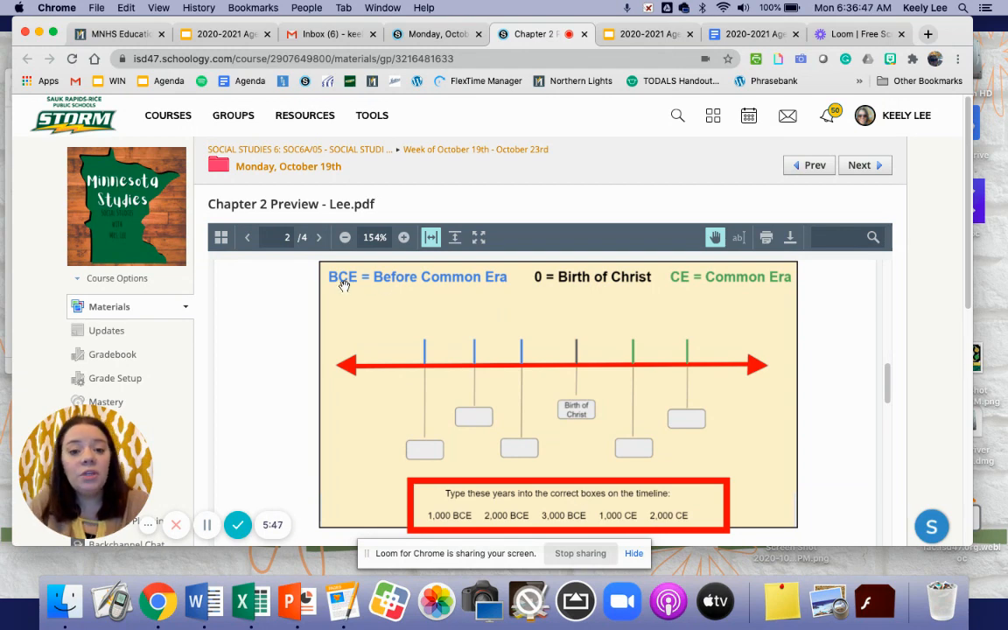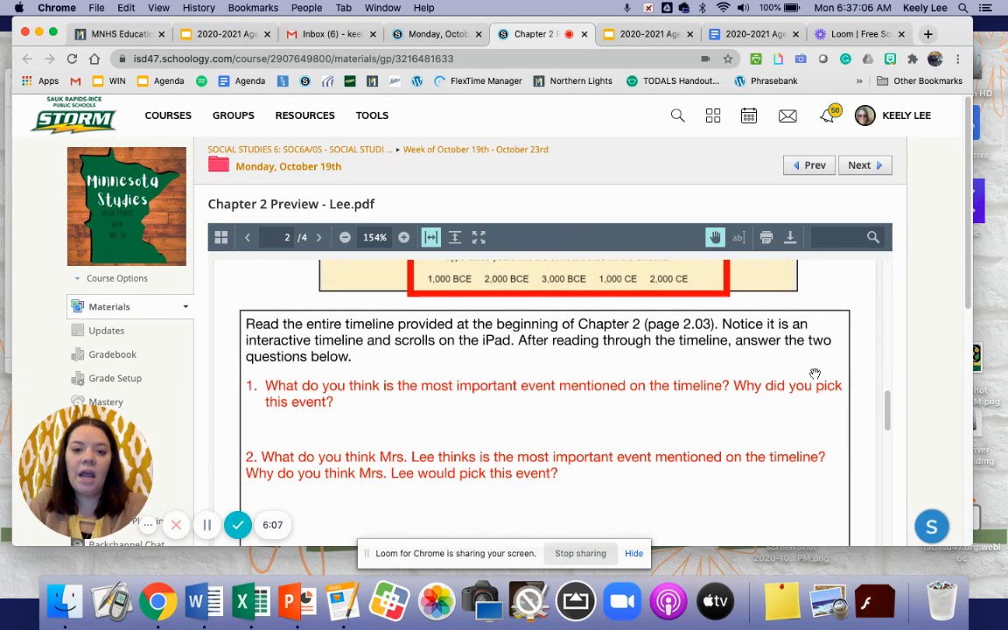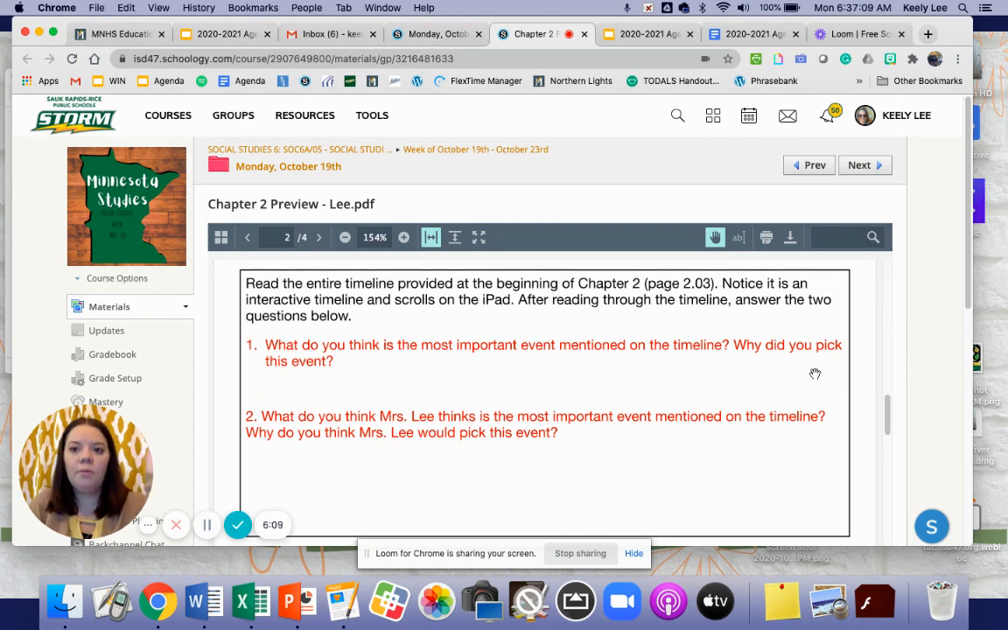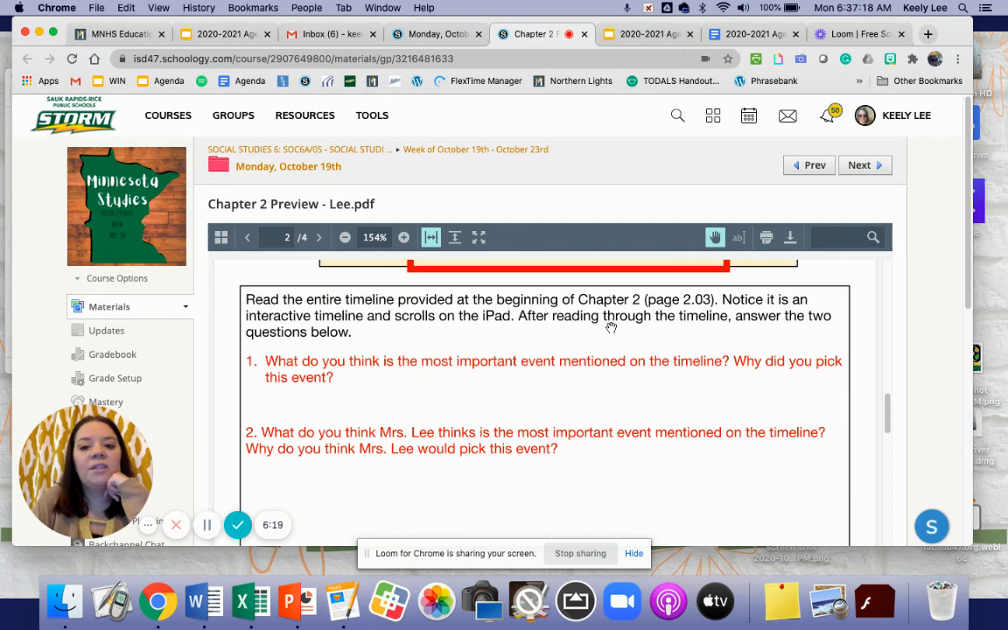Making sure that you include the label, like you do in math, of BCE or CE, because you'll notice we have 2000s, right? But one is BCE and one is CE, and they're 2,000 years apart, so we want to distinguish between the two, okay? So now, after you do kind of understand that concept of a timeline, and that BCE is going to be before CE, right? You are going to look at the timeline in our textbook on page 2.03.